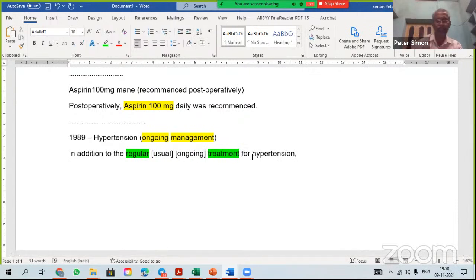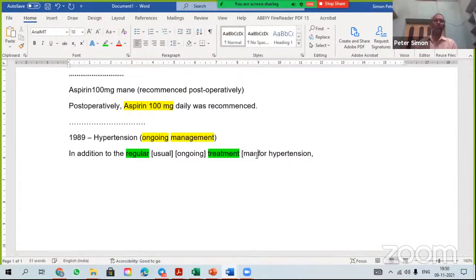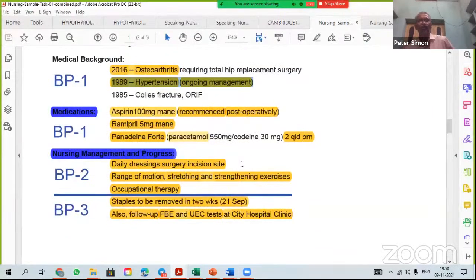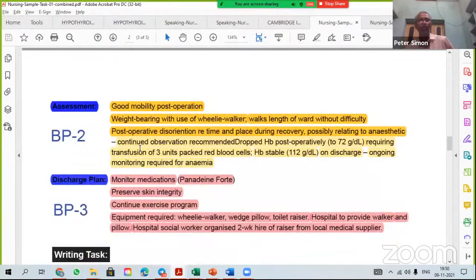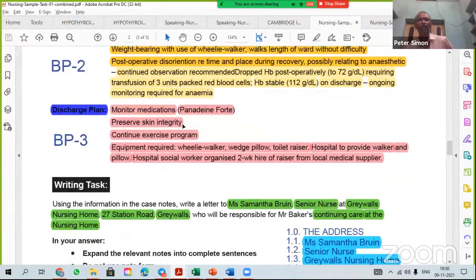So for treatment, if you don't know the other word, then you write management. That is your wish. In addition to the regular or usual or ongoing treatment or management for hypertension, comma, something is added there. What is added there? You have to see there. In addition to the regular treatment, some other thing is added. What is the other thing added there? You have to see. Is anything else there?